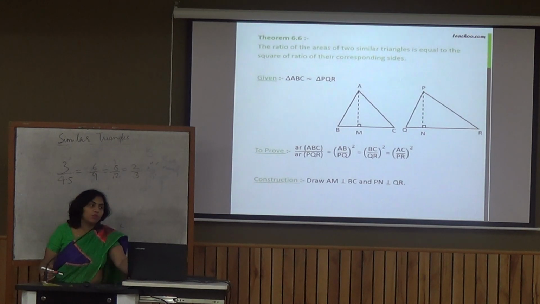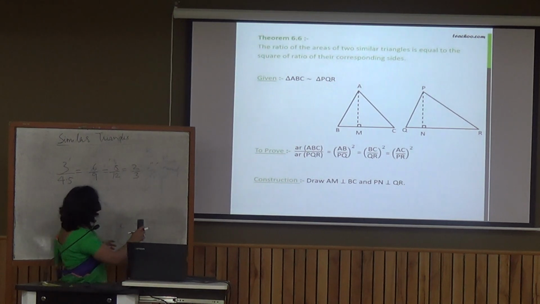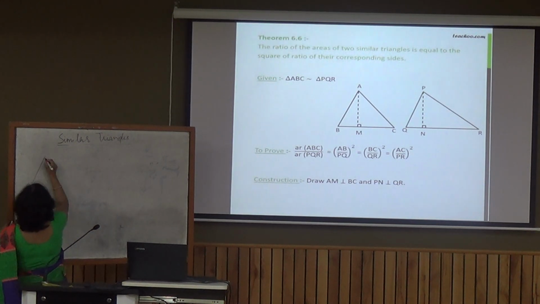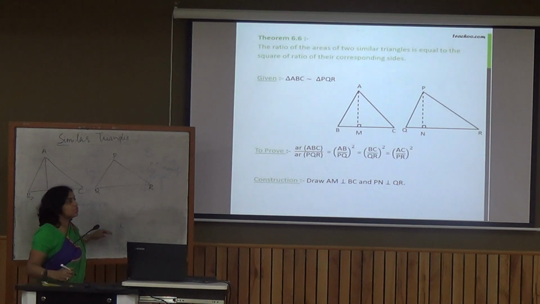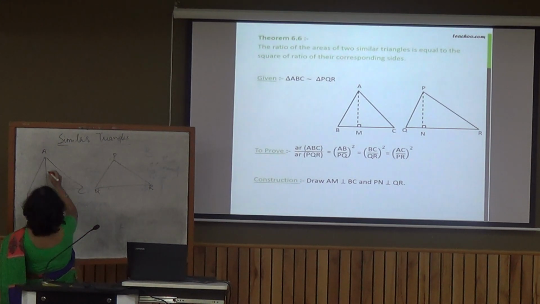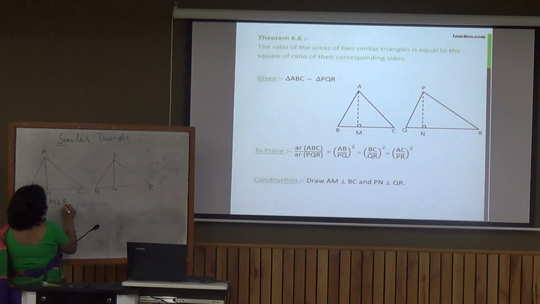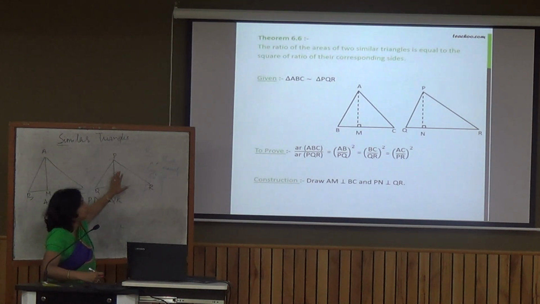Now let's move to another theorem on the ratio of the areas of two similar triangles. The ratio of the areas of two similar triangles is equal to the square of the ratio of their corresponding sides. Let's see its proof. We have two triangles, ABC and PQR, which are already given similar. Now as we have to consider the areas of the triangles, we do the construction AM and PN, where AM is perpendicular to BC and PN is perpendicular to QR. We are only given that triangle ABC is similar to PQR.